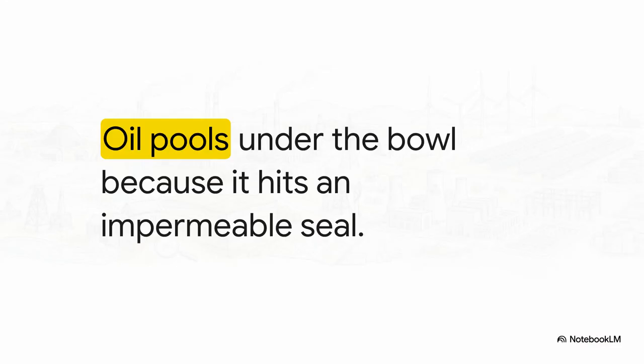We can anchor this complex concept with a really simple visual. Just picture an upside-down bowl buried underground. As oil naturally migrates upward through porous rock, it eventually hits something it absolutely can't pass through, an impermeable cap layer, which is basically the underside of that bowl. Because it can't go any higher, the oil just pools right there. Bam, that's your structural trap.